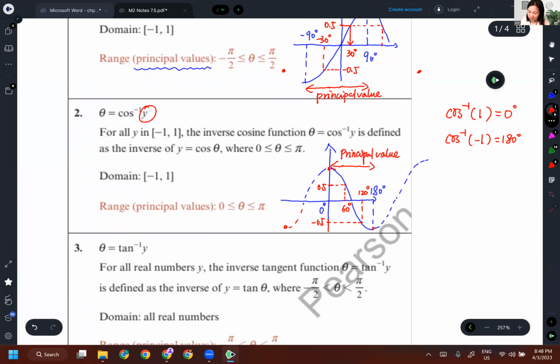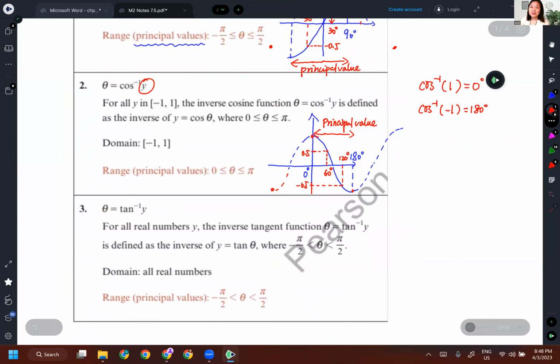Now with the tangent, it's the same as sine. It's between negative 90 and 90. Now, do you have to know that? How well do you have to know this?